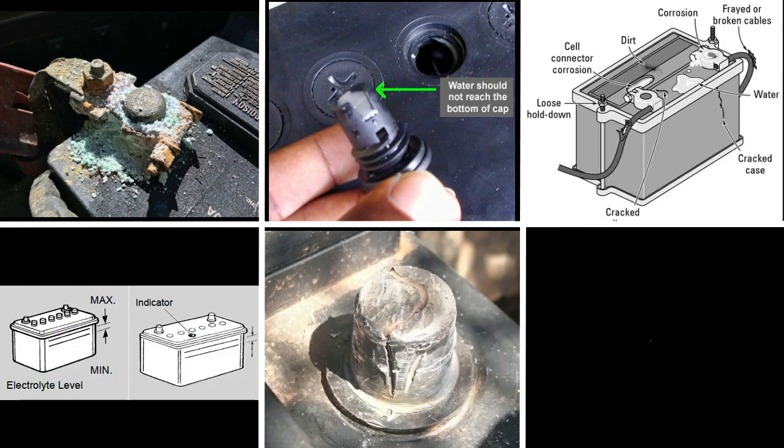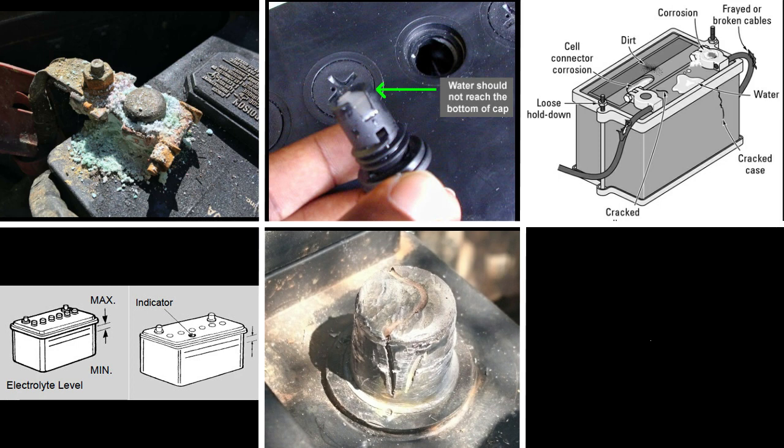Look for signs of electrolyte leakage, cracks in the case or top, and a missing vent cap. Check for loose terminals and leaking electrolyte. Over-tightening the hold-down clamps may crack the battery case.